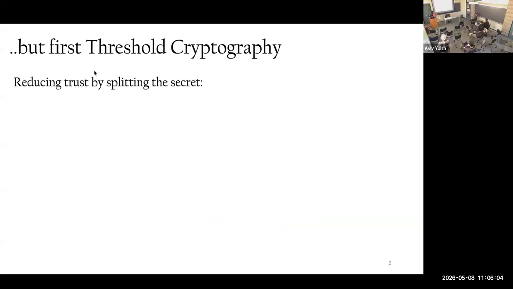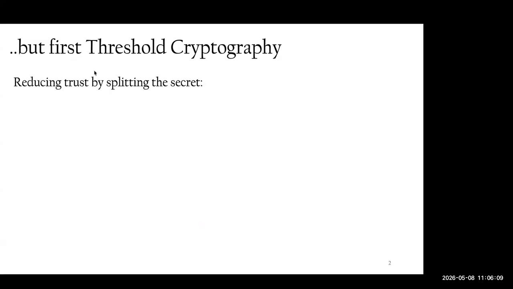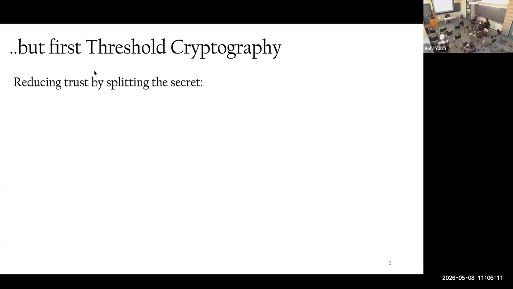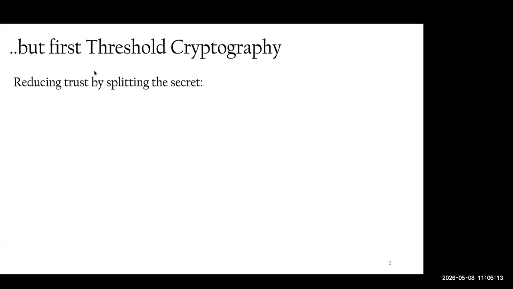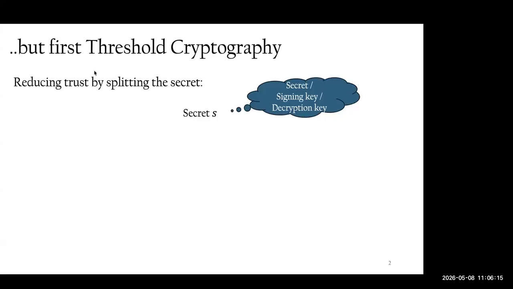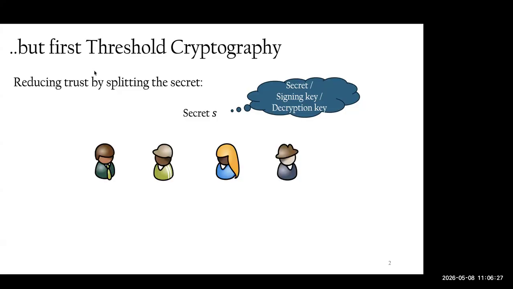But I'm going to take a quick detour on threshold cryptography. We will come back to data availability sampling in a minute. So threshold cryptography allows you to reduce trust by distributing a secret value. So pictorially, let's say you have some secret value S. This could be the key to your Bitcoin wallet, a signing key, or a decryption key for your public encryption key. What you can do with threshold cryptography is split this secret among n parties, with, let's say, T out of n secret sharing. And now this gives you two key properties.